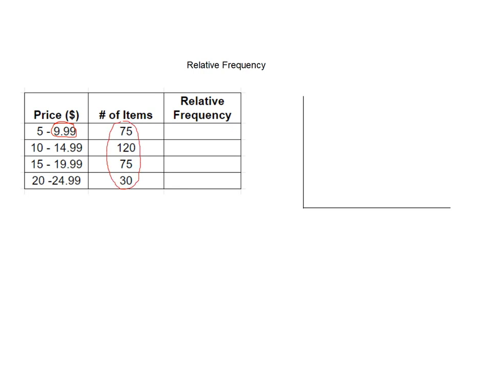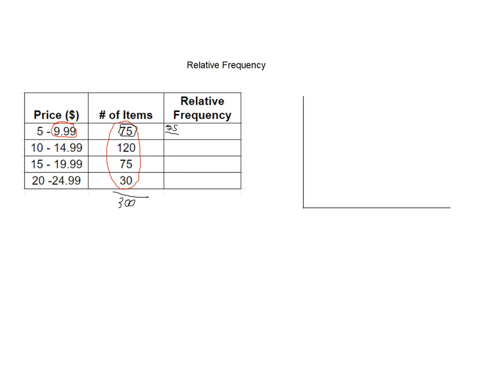So I want to talk a little bit about relative frequency. The relative frequency gives us an idea of what fraction or what percentage of items fall into each category. In order to find the relative frequency here from the $5 to $9.99 category, we take the number of items and we divide by the total number of items. So in this case, we'll take that 75 and we'll divide by the total number of items. It turns out that if we add all of these items up, so we calculate the sum of that column, we'll see that there are 300 items in total.